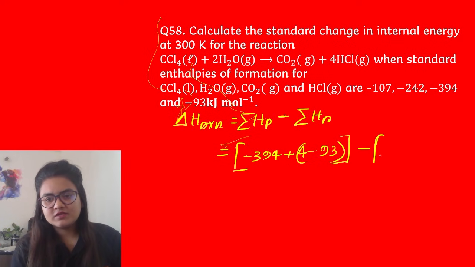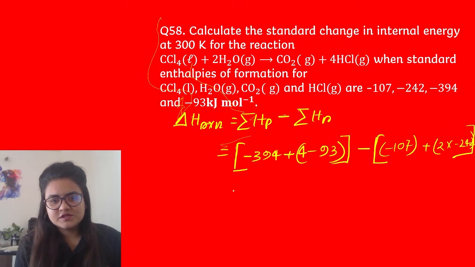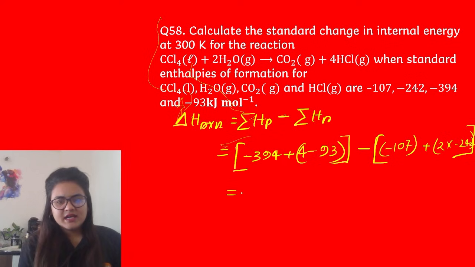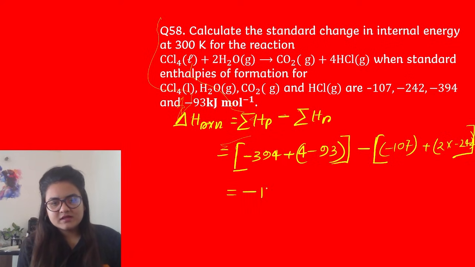Minus, now let's put the reactants. For the CCl4, that is minus 107 plus 2 into minus 242. So once you put the value and calculate, it will come up to be something like minus 175 kilojoule per mole. Kilojoule per mole. Got it?